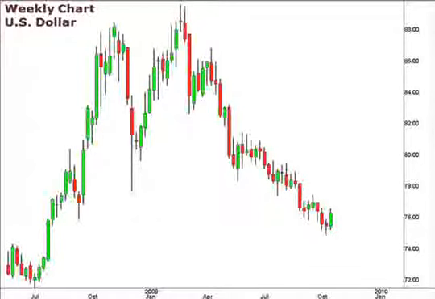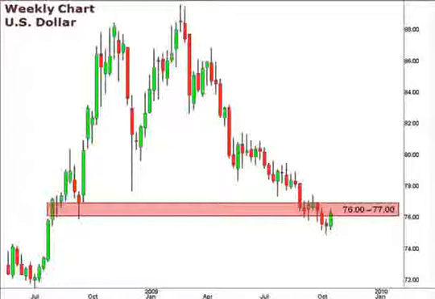Let's take a look at a weekly chart of our U.S. dollar index. This is a great way to gain perspective as to how the U.S. dollar has been trading against a basket of currencies. Well, that 75 focal zone that we identified last week as a possible level of support held. Our dollar index here snapped back into the 76, 77 focal zone.